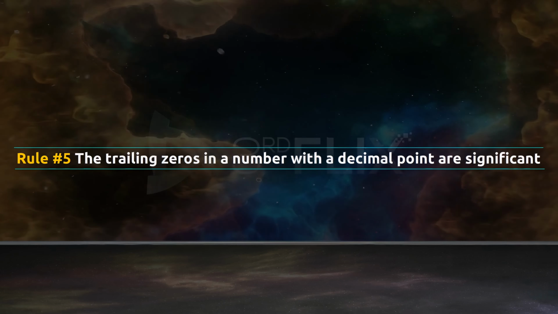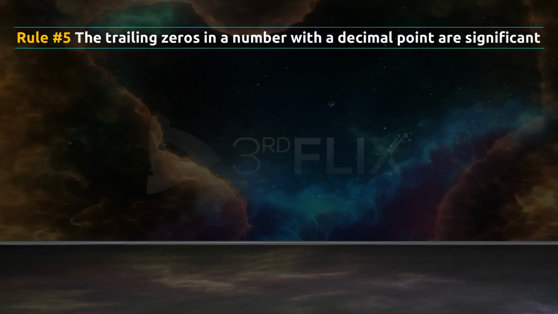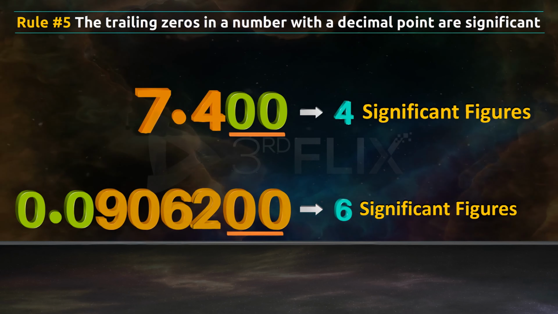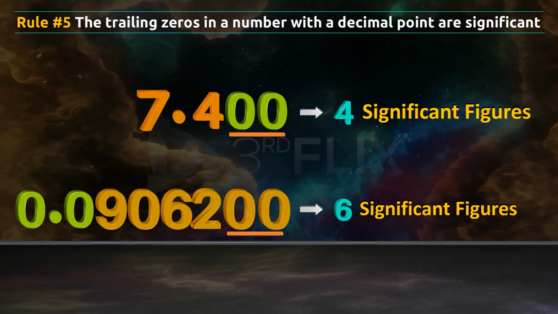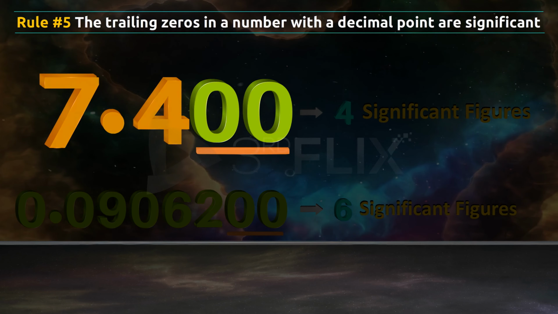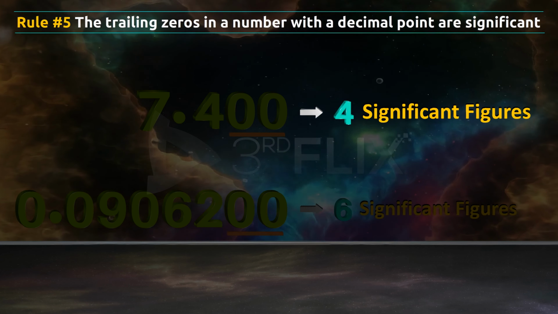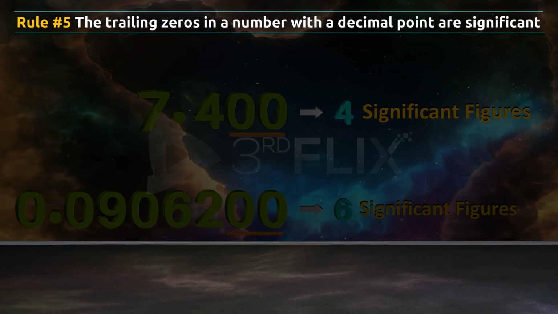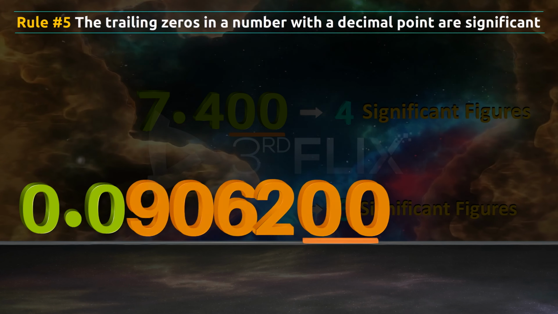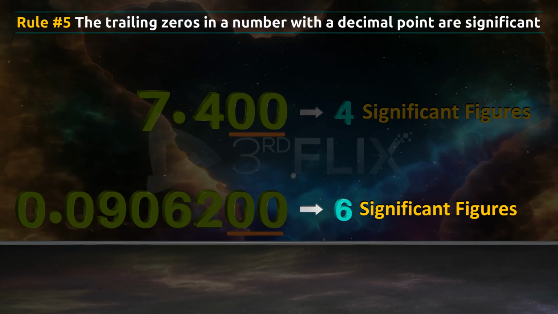The trailing zeros in a number with a decimal point are significant. For example, the underlined zeros are significant. Thus, 7.400 has 4 significant figures and 0.906200 has 6 significant figures.